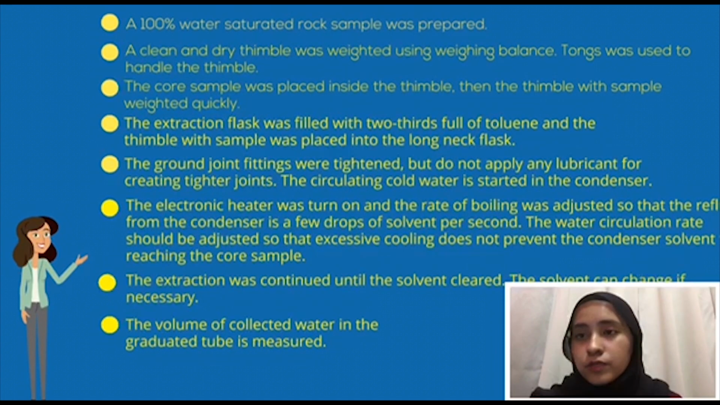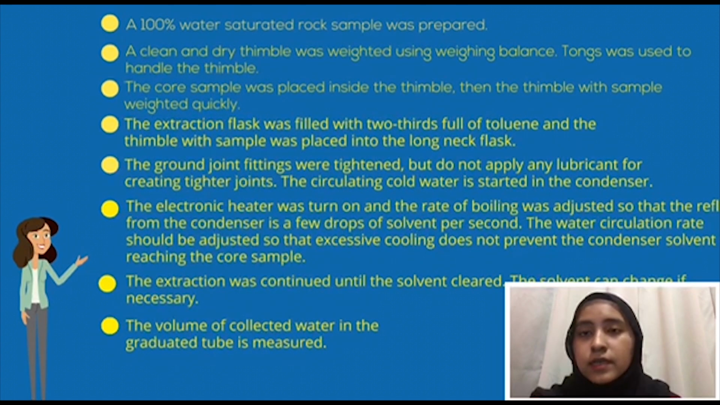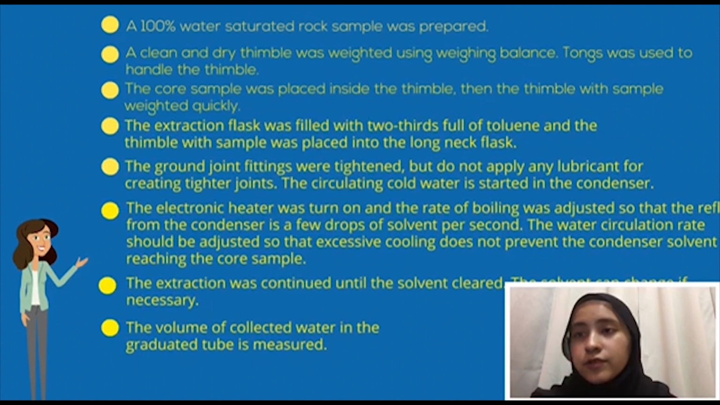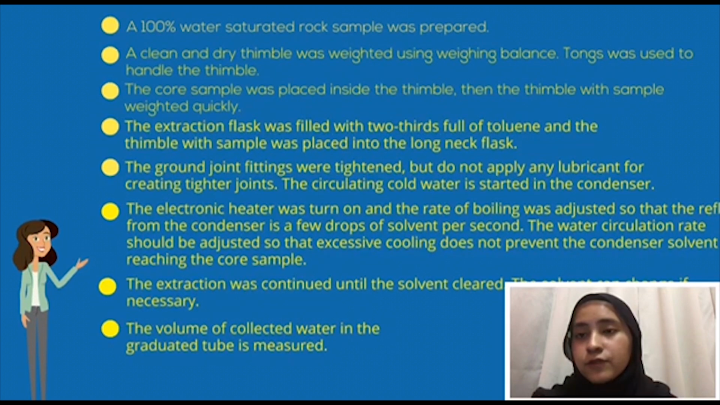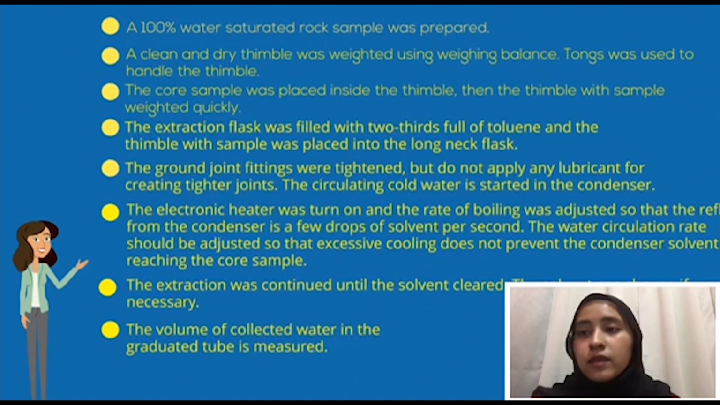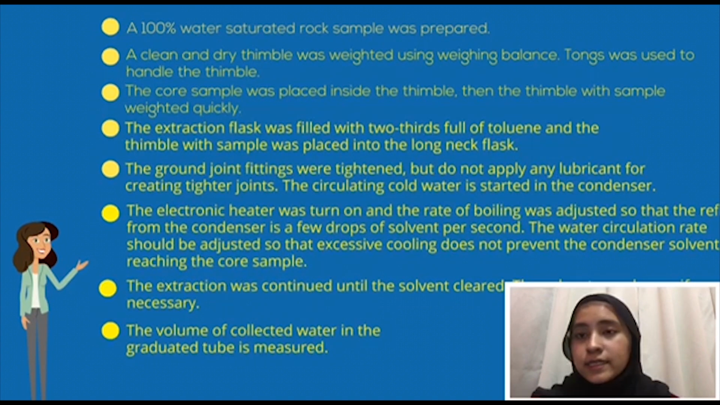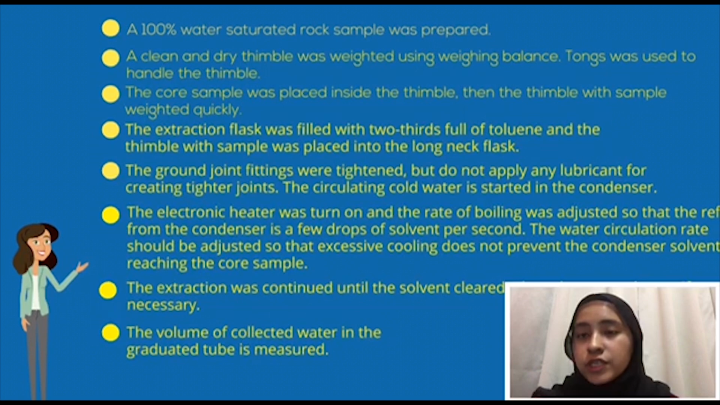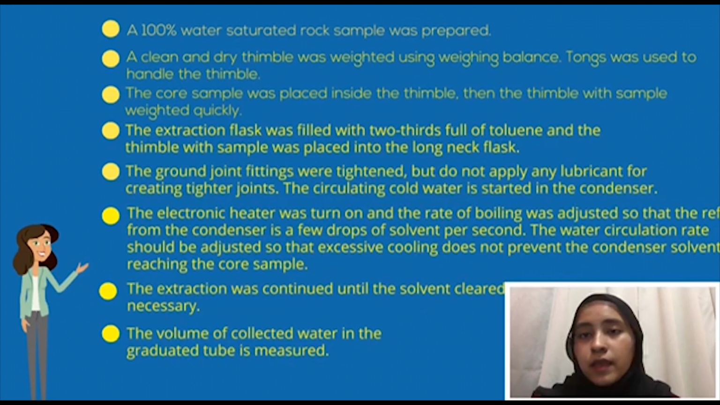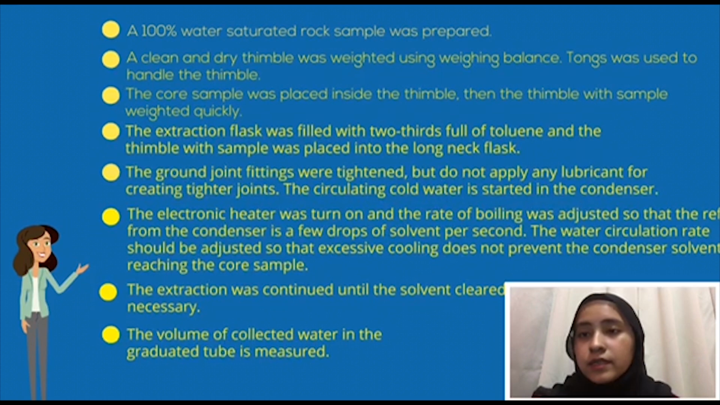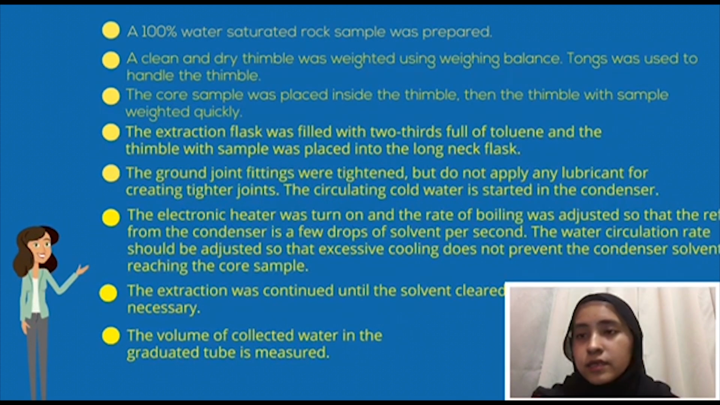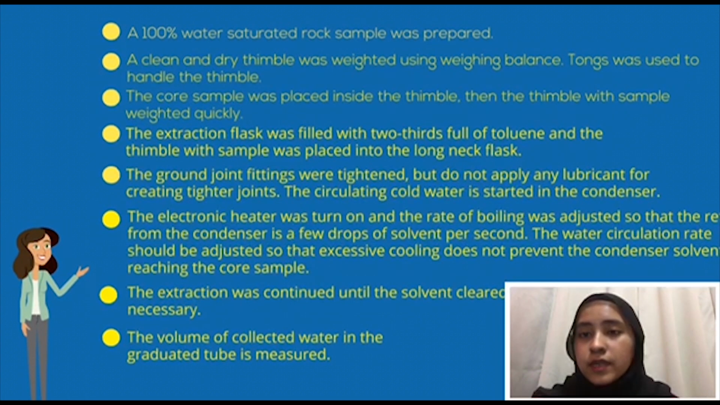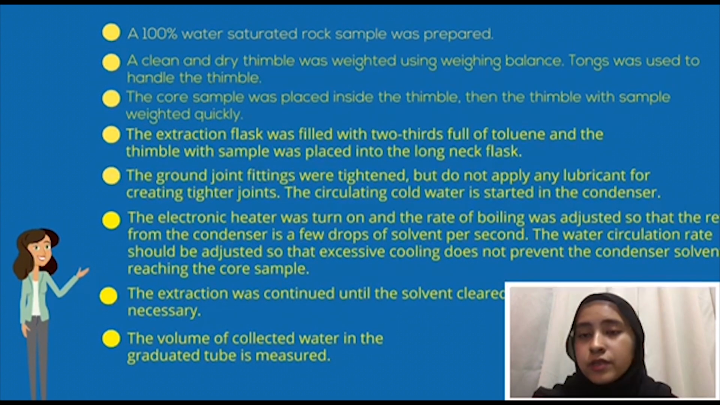The circulating cold water is started in the condenser. The electronic heater was turned on and the rate of boiling was adjusted so that the reflux from the condenser is a few drops of solvent per second. The water circulation rate should be adjusted so that excessive cooling does not prevent the condensed solvent from reaching the core sample. Then the extraction was continued until the solvent is clear. The solvent can be changed if necessary, and the volume of collected water in the graduated tube is measured.